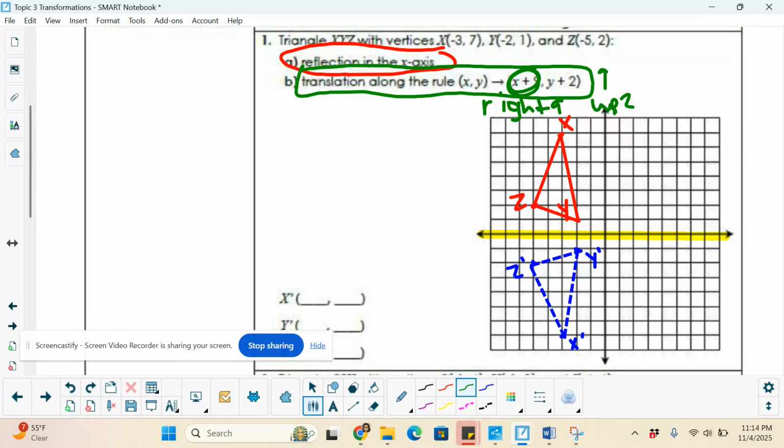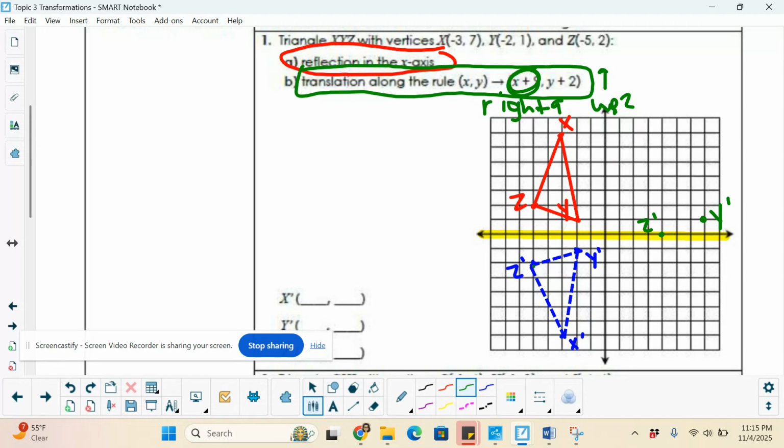I'm going to start with y. I'm going to count to the right: 1, 2, 3, 4, 5, 6, 7, 8, 9, up 1 and 2. That is going to be my final y prime. I'm going to do it with my z. I'm going to start over here. I'm going to count to the right 9: 1, 2, 3, 4, 5, 6, 7, 8, 9, and up 2, 1, 2. That's going to be my final z prime.